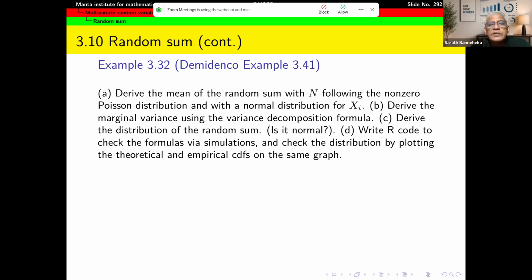Now let us look at a little bit more practical type example. Derive the mean of the random sum with n following the non-zero Poisson distribution.